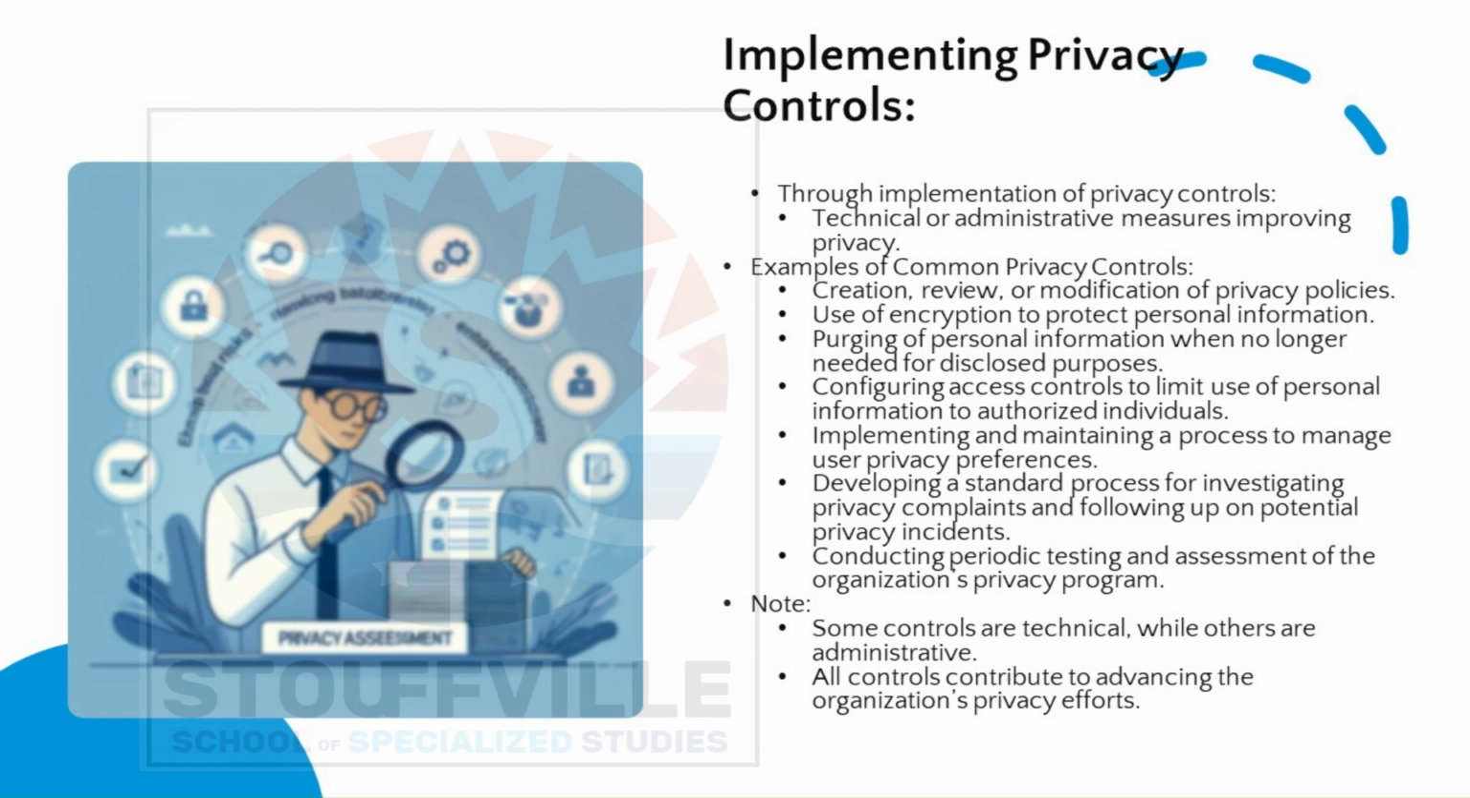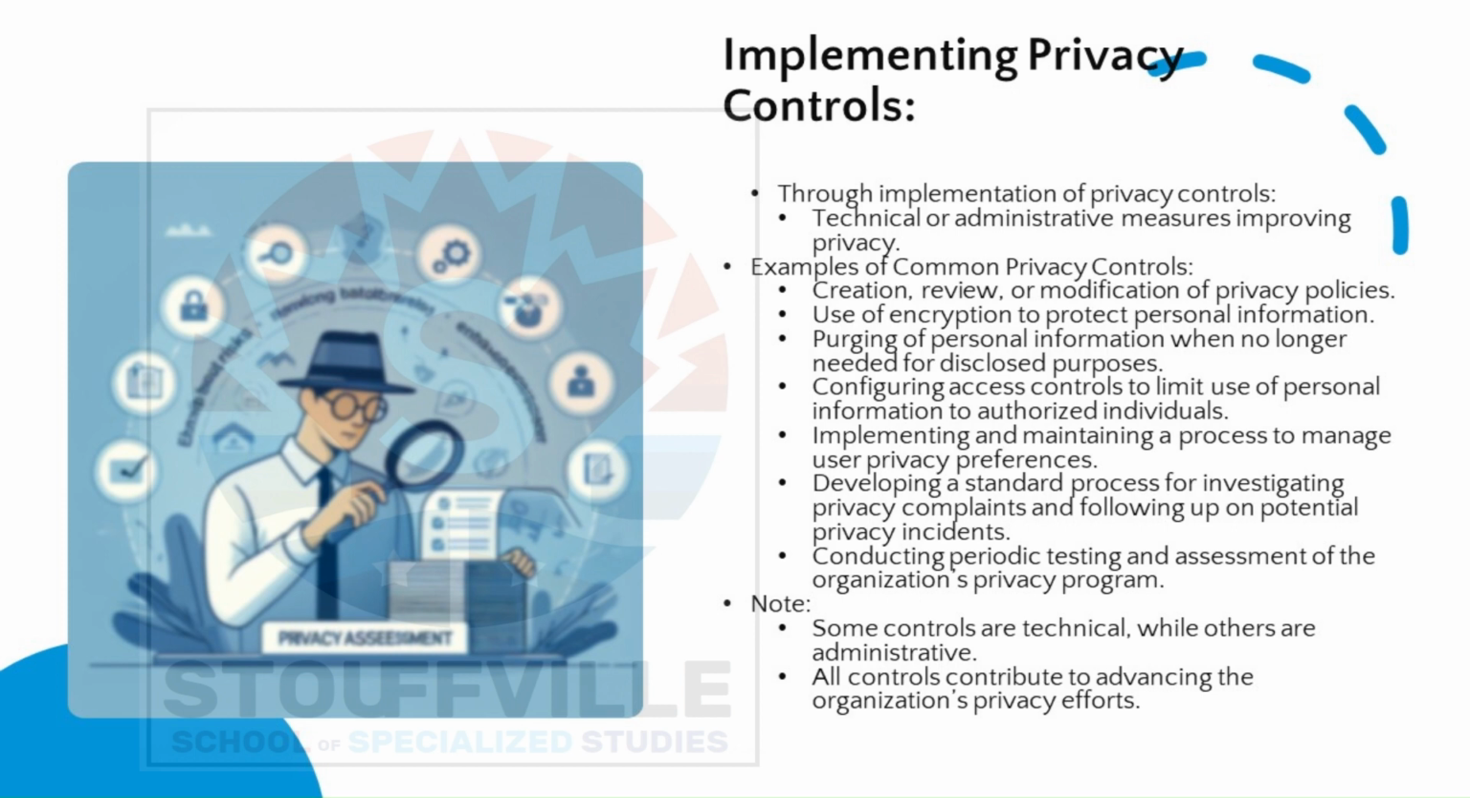Let's explore some examples of common privacy controls. Creation, review, or modification of privacy policies: establishing clear and comprehensive privacy policies to guide our organization's practices. Use of encryption to protect personal information: employing encryption techniques to safeguard sensitive data from unauthorized access. Purging of personal information when it is no longer needed: regularly removing unnecessary personal information to minimize data retention risks.